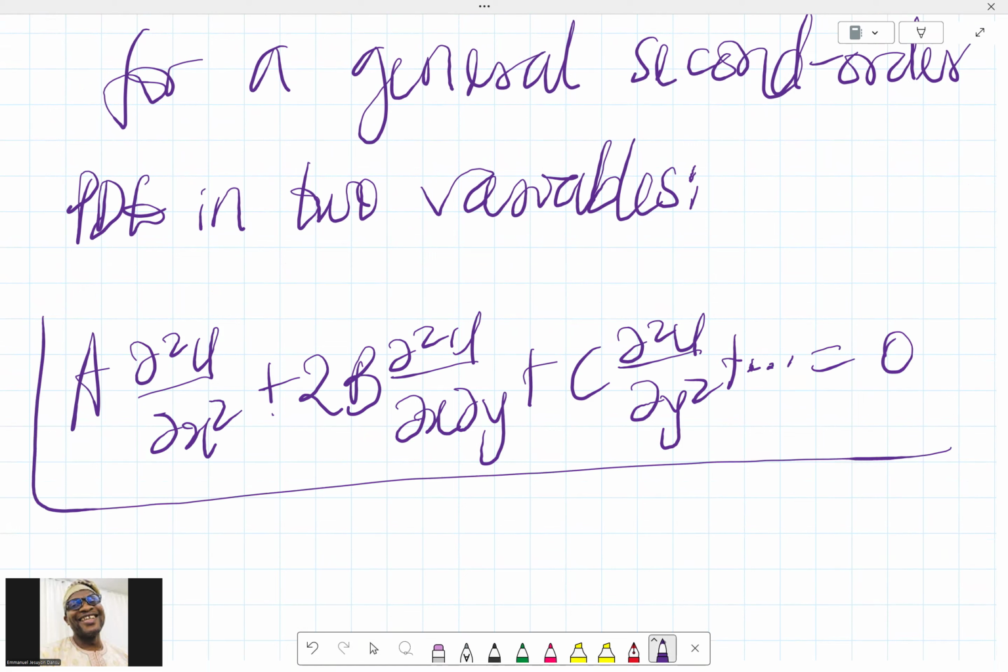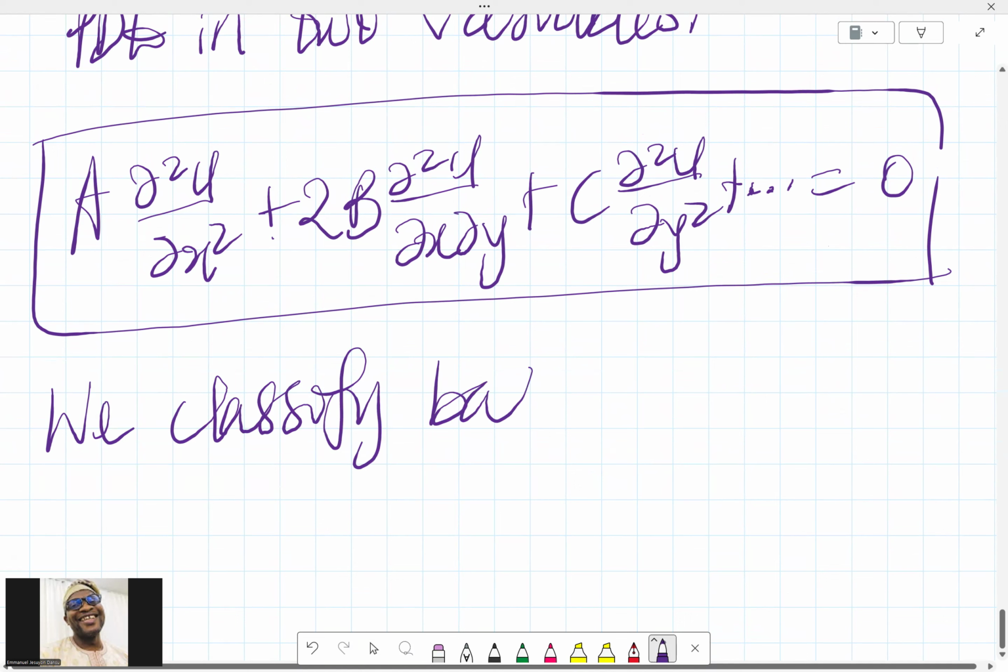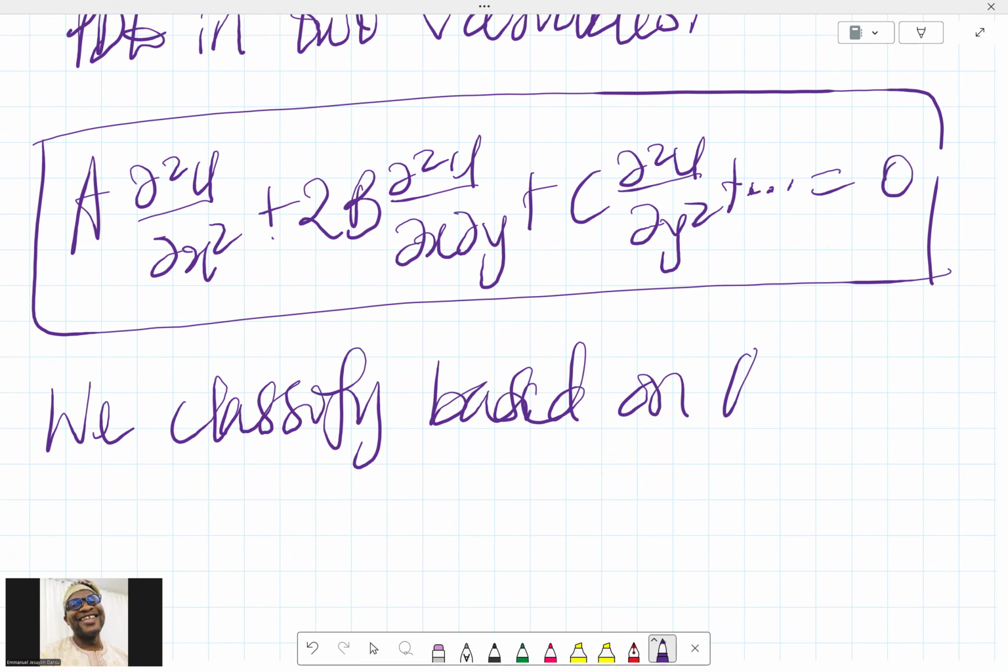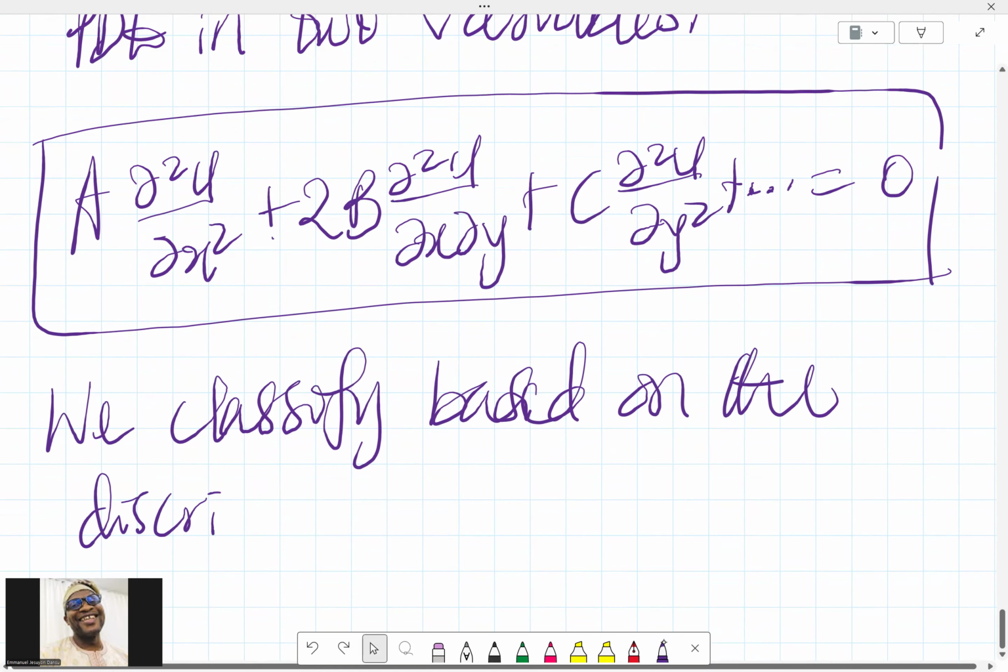So if we have this general form, we can classify. We classify based on the discriminant. You remember the idea of discriminant; it comes up when we talk about quadratic equations. And what is that discriminant?